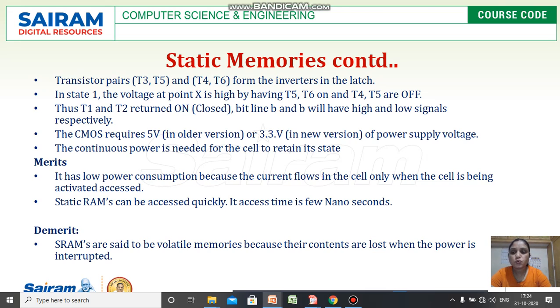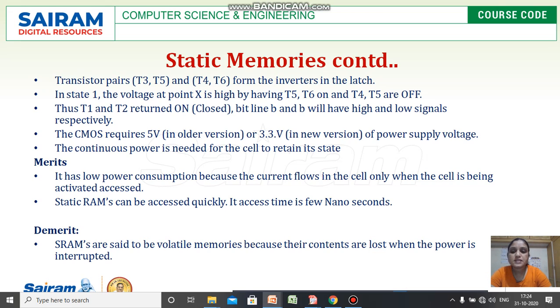So the merits of static RAM are that it has low power consumption, because current flows in the cell only when the cell is being actively accessed. Static RAMs can also be accessed quickly. Its access time is a few nanoseconds.